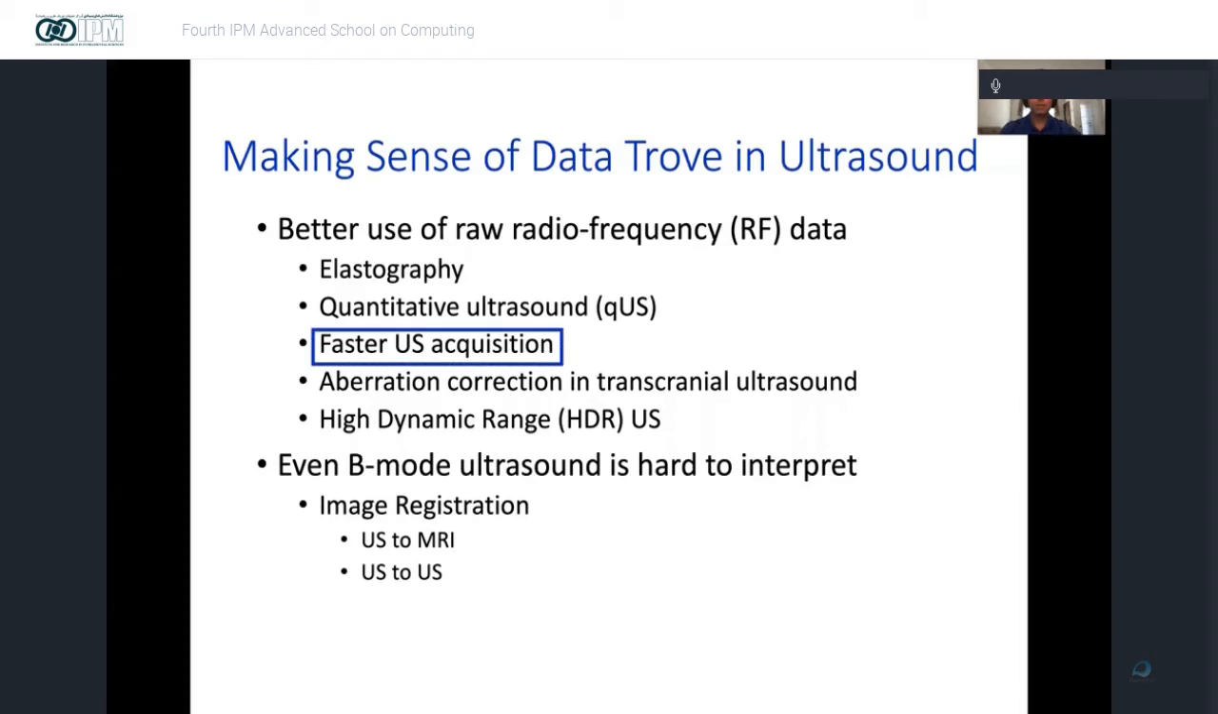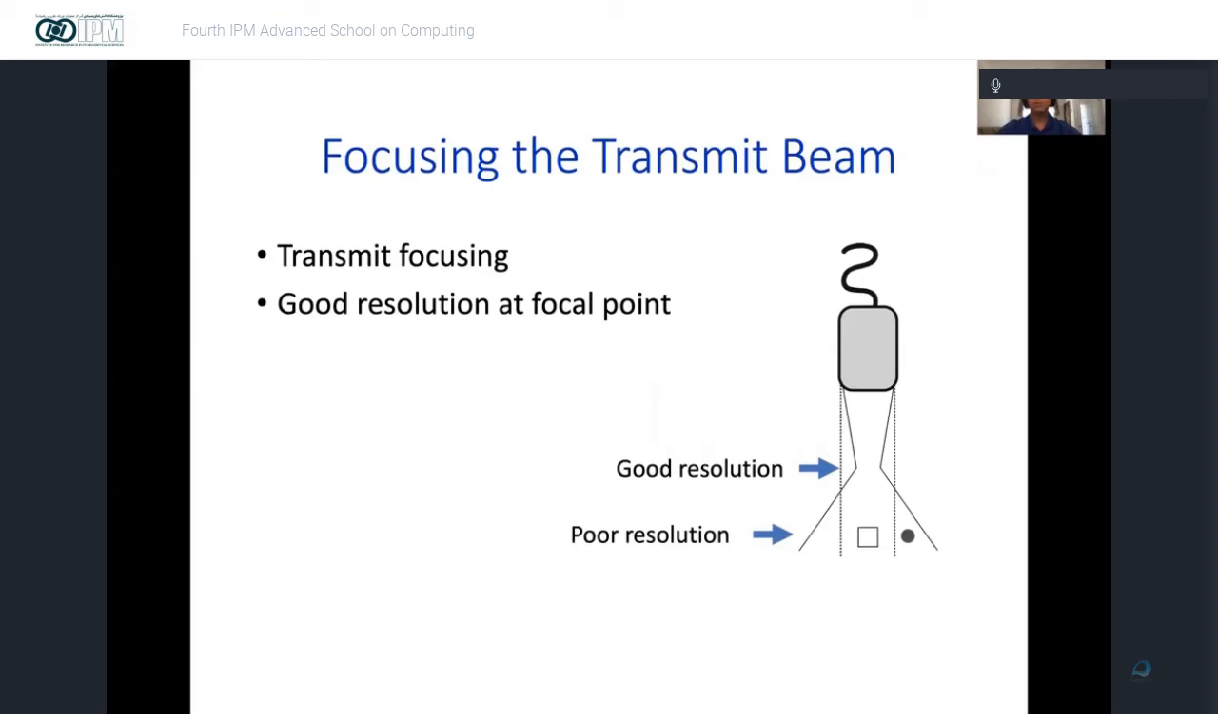So now let's talk about faster ultrasound acquisition. In ultrasound, what we often do is focus the beam at a certain point so that we have a good resolution at that point. What happens is that we have excellent resolution at the focal point, but away from the focal point, we have a very poor resolution. So here, for example, we will not be able to distinguish this square from this circle because the resolution is poor here.